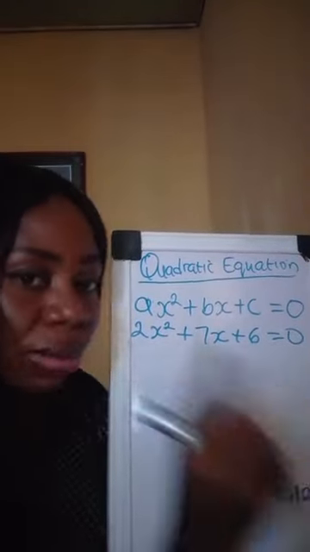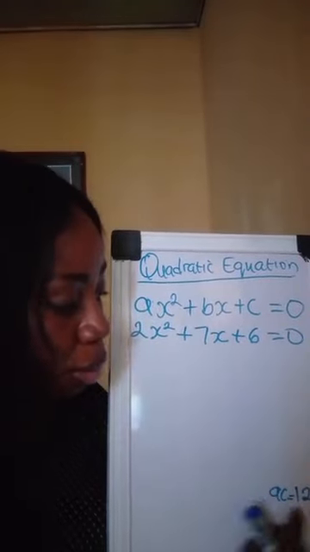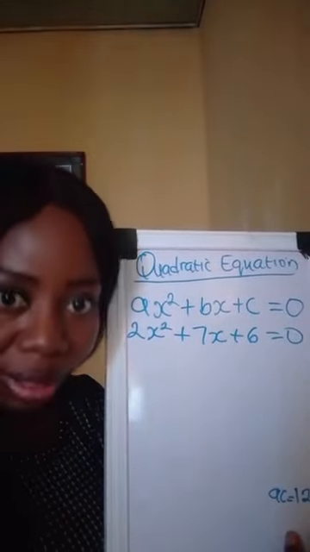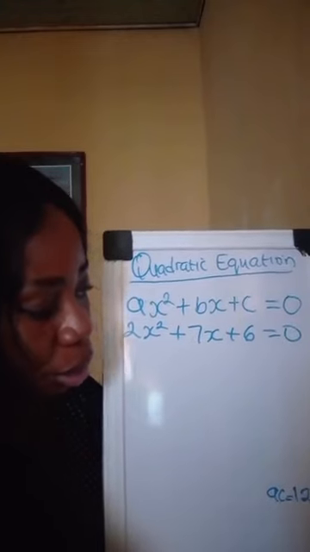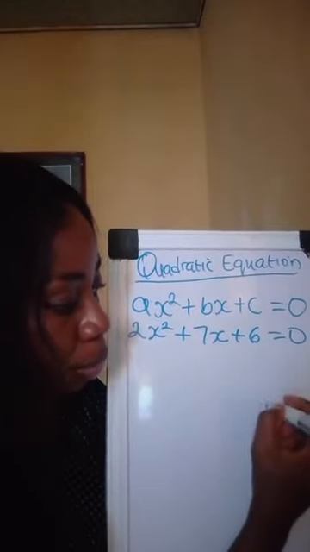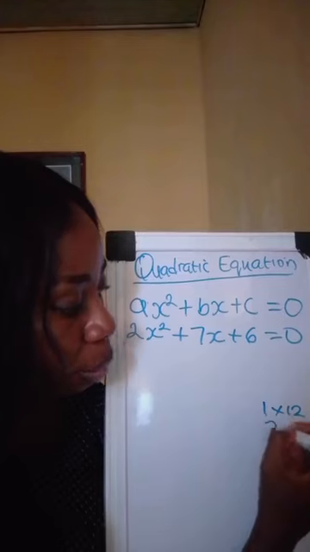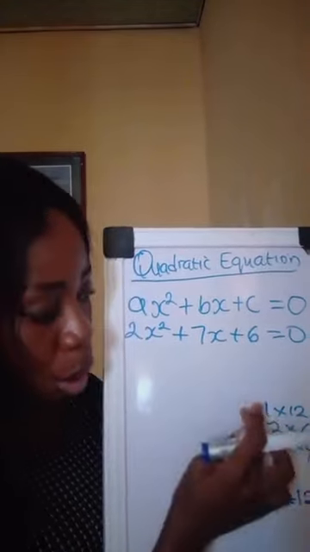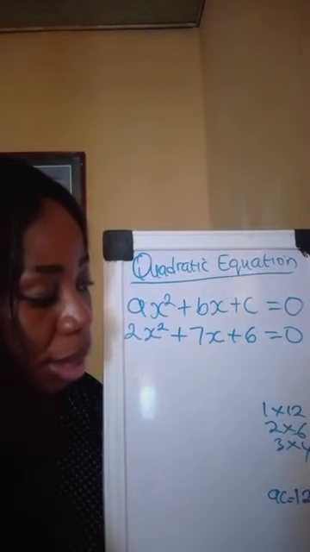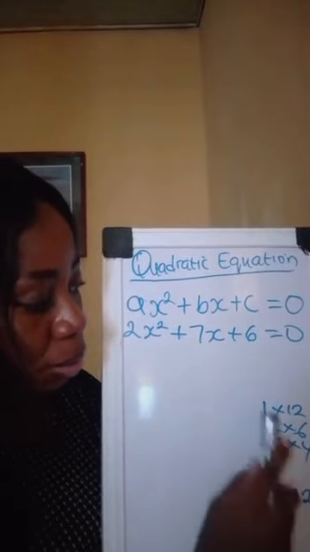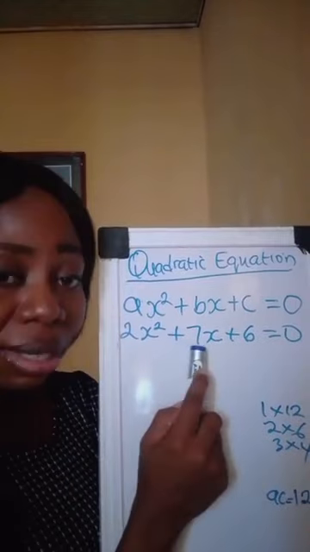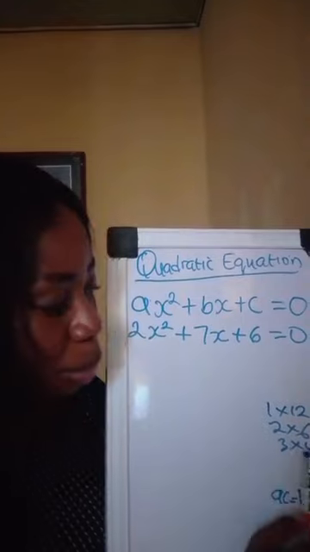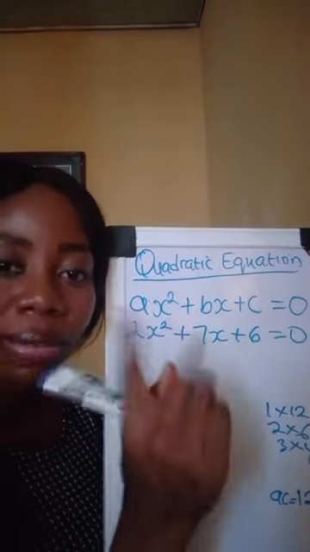So the first thing you do is, what are all the factors of 12? Because those two numbers must be factors of 12. So let's find the factors of 12. The factors of 12 are 1 and 12, 2 and 6, 3 and 4. So the factors of 12 are 1, 2, 3, 4, 6, and 12. You first of all ask yourself, 1 plus 12 cannot give us 7. 2 plus 6 cannot give us 7. 3 plus 4 is equal to 7. So we have found the two numbers.